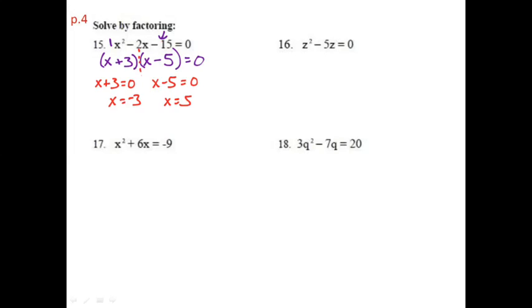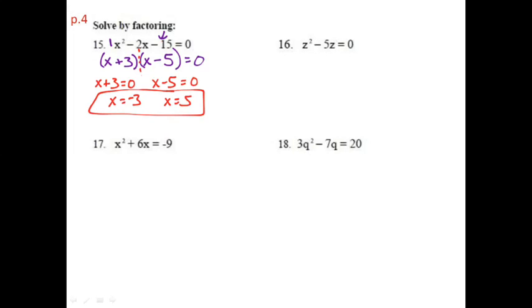Negative 3 squared is 9, minus 2 times 3 is 6. So 9 plus 6 is 15, minus 15, yes, we get 0. That one checks out. Same thing with 5, that would give us 5 squared, minus 10. Well, 25 minus 10, that gives us 15, and 15 minus 15 is 0. So both of those solutions work. Always, always, always check your answers.